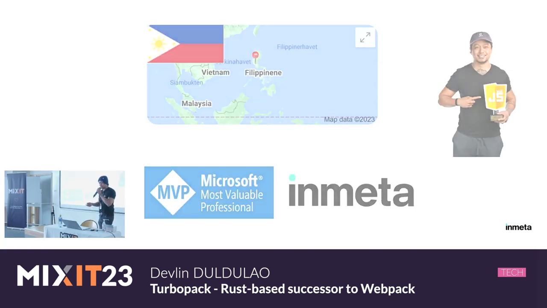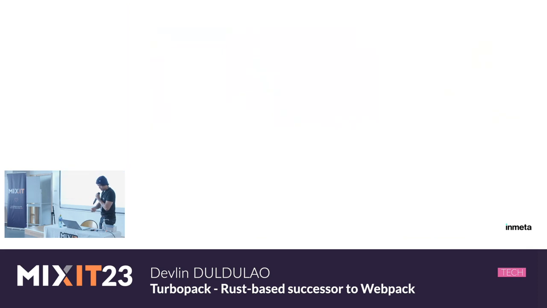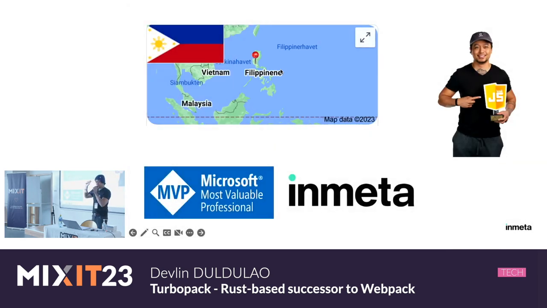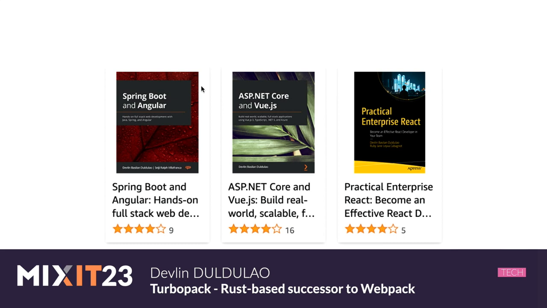So, who am I? I'm Devlin Duldulao, originally from the Philippines. Recently, not recently, I moved 4 years ago to Oslo, Norway, and now I'm working there as a chief consultant. I also wrote 3 books, Vue.js, ASP.NET Core, and Practical Enterprise React, and co-authored Spring Boot Angular. So yeah, just a little bit about me.